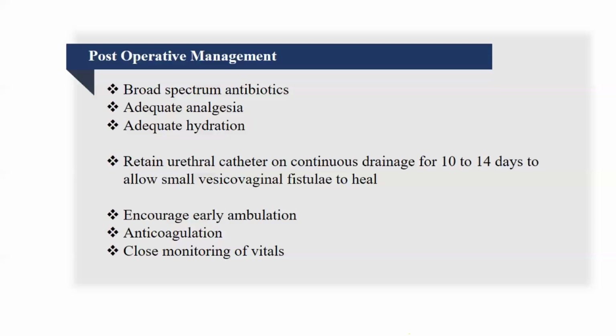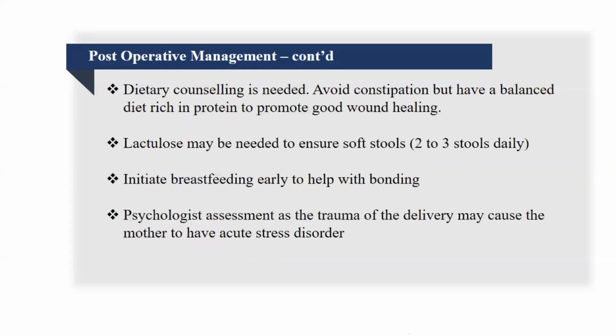So post-operative management, you give broad spectrum antibiotics, adequate analgesia, adequate hydration, and it's essential to retain the urethral catheter in situ for continuous drainage for about 10 to 14 days to allow a small vesicovaginal fistula to heal. Early ambulation, anticoagulation, close monitoring of vitals, and good dietary support is needed. Avoid constipation and have a balanced diet that is rich in protein to promote good wound healing. Lactulose and other stool softeners may be given to ensure that she has soft stools and avoid constipation. Initiate breastfeeding early to help with bonding.